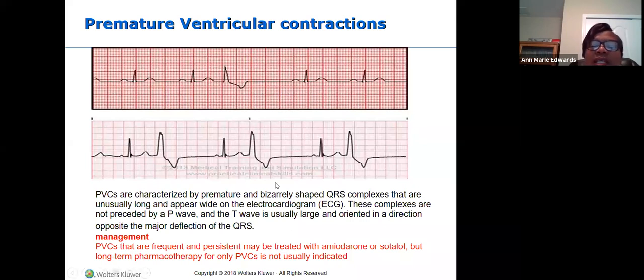So PVCs in and of themselves may not be harmful, but if you start having several PVCs, then that is a problem. Say if you have 2, that may not be harmful, but 3 and above, then you start looking a little bit closer at them. Management: PVCs that are frequent and persistent may be treated with amiodarone or sotalol, but long-term pharmacotherapy for PVC is usually not indicated.